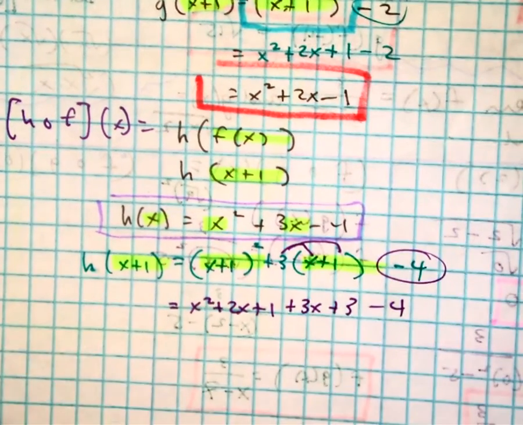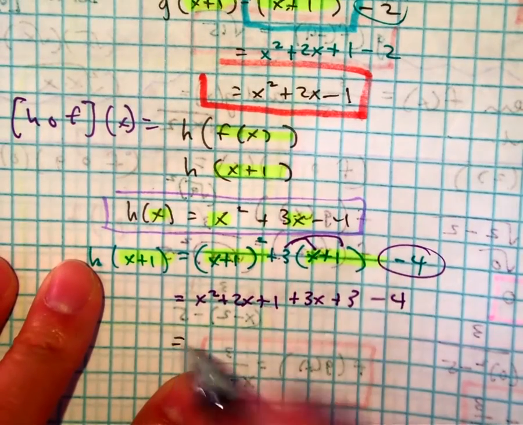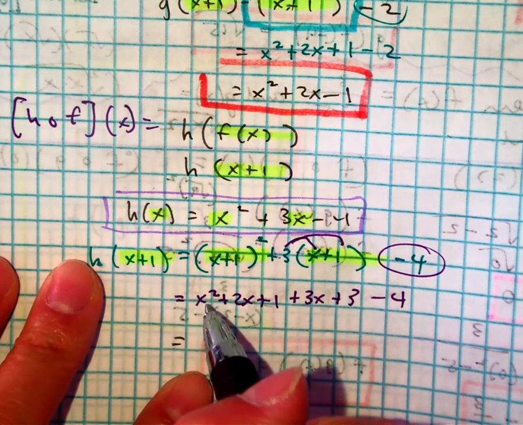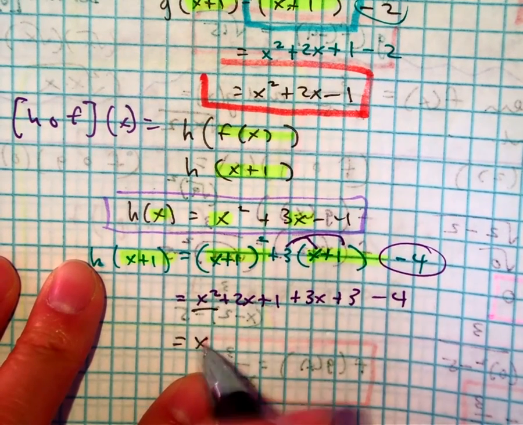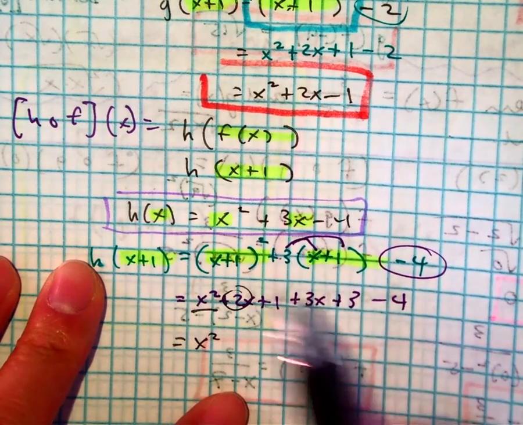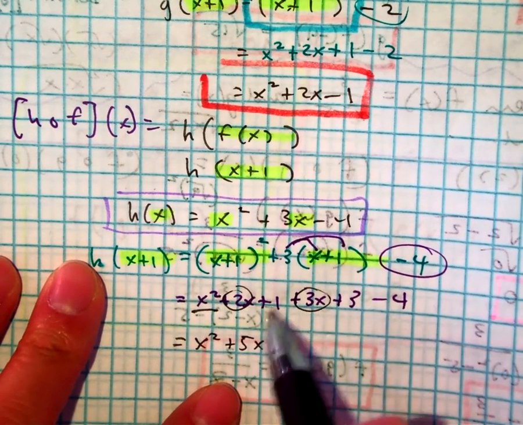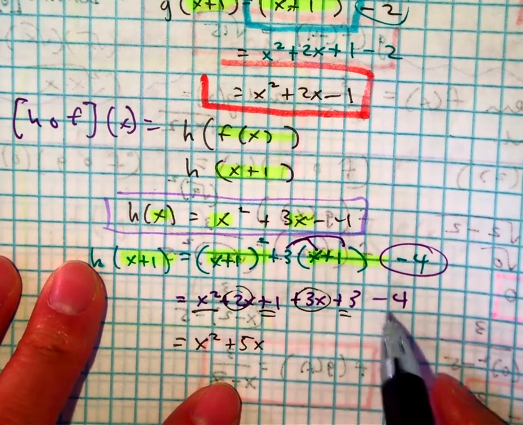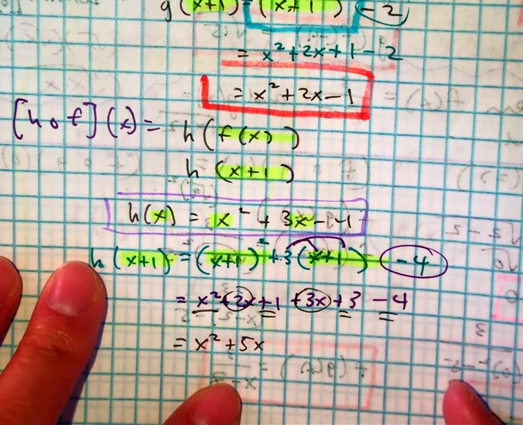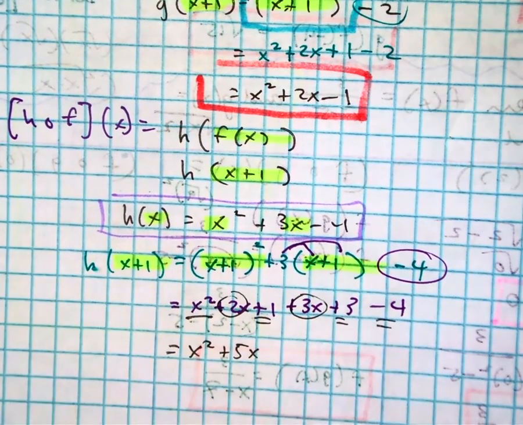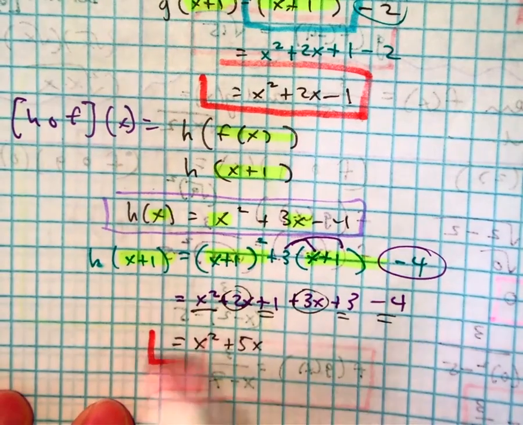And then all we have to do is just combine like terms. Any other x squareds? So x squared, 2x, 3x gives us what? 5x. And then the 1, 3, and negative 4 equals 0. So our answer is x squared plus 5x.